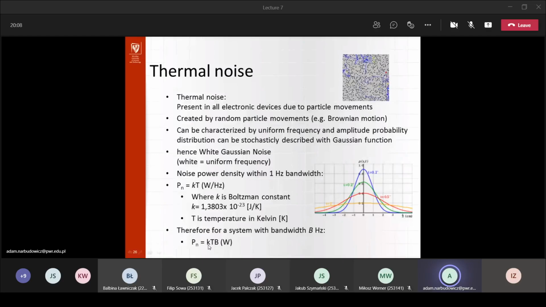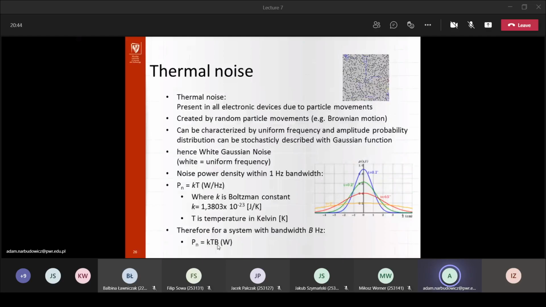Well, you take the Boltzmann constant multiplied by the temperature in kelvins, and then, since we mentioned that the white Gaussian noise is from minus to plus infinity, you just need to multiply this kT with the bandwidth of your signal. The reason being that this is the portion of the signal that you can filter out. So obviously you're not dealing with the noise from minus to plus infinity.